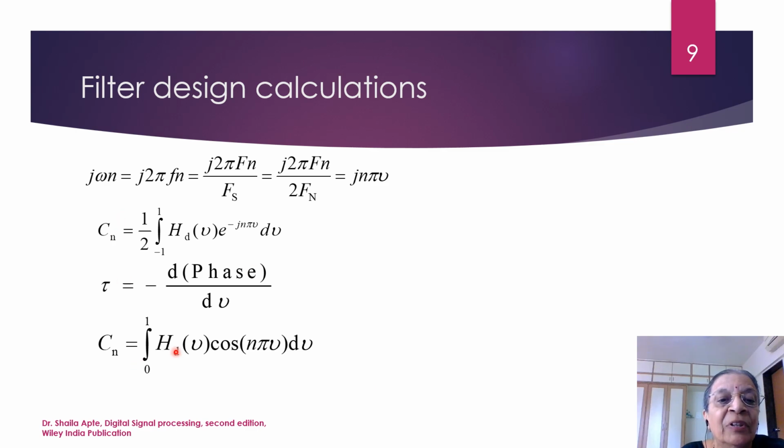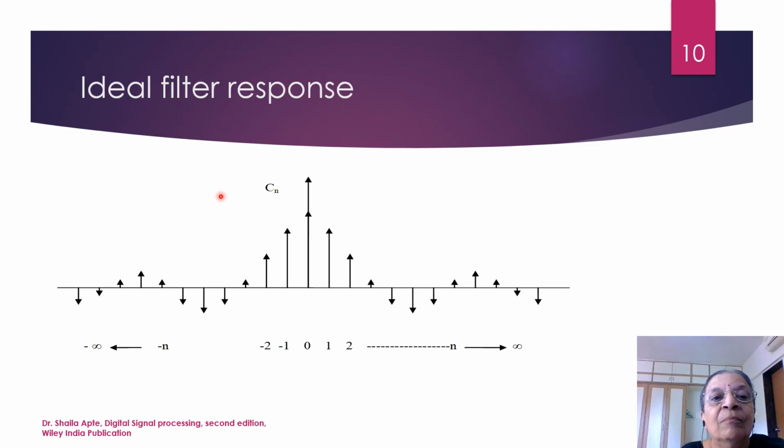Now this Cn I can further write from 0 to 1 because it is symmetric, and it will be twice, so these two will cancel. HD of nu times e raised to j n pi nu plus e raised to minus j n pi nu, divided by 2, will give you the cosine function. And the cosine is a symmetrical function, so I can evaluate these coefficients as Cn. Let us go ahead and do it. Now, the ideal filter response that I get.